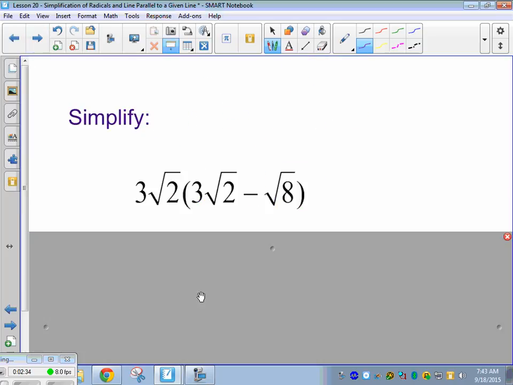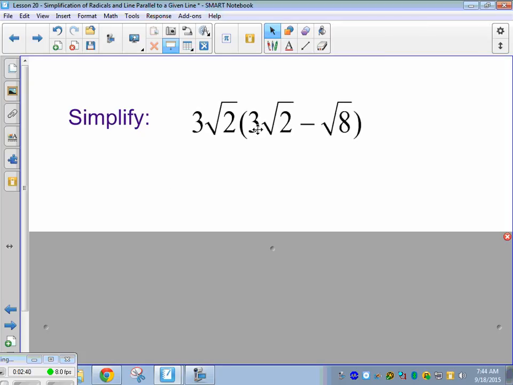So let's try a multiplication one. Write this one down. I have 3 square roots of 2, and then parentheses: 3 square roots of 2 minus the square root of 8. If you wanted to simplify that square root of 8 first, you could, but I'm going to first multiply, then simplify, all right? But it works both ways. I'm going to go ahead and multiply. So we're really distributing this to this, and then the outside to the second term.